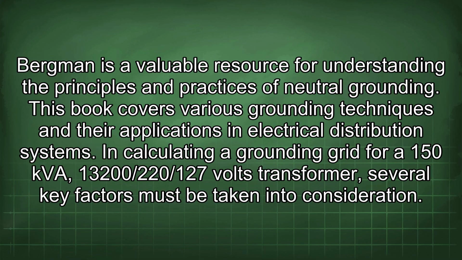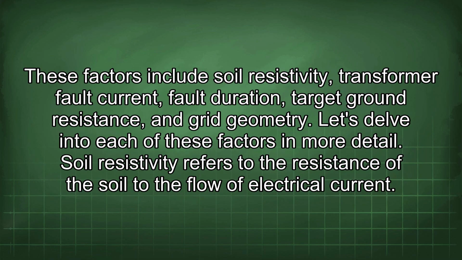In calculating a grounding grid for a 150 kVA, 13,200/220/127 volts transformer, several key factors must be taken into consideration. These factors include soil resistivity, transformer fault current, fault duration, target ground resistance, and grid geometry. Let's delve into each of these factors in more detail.